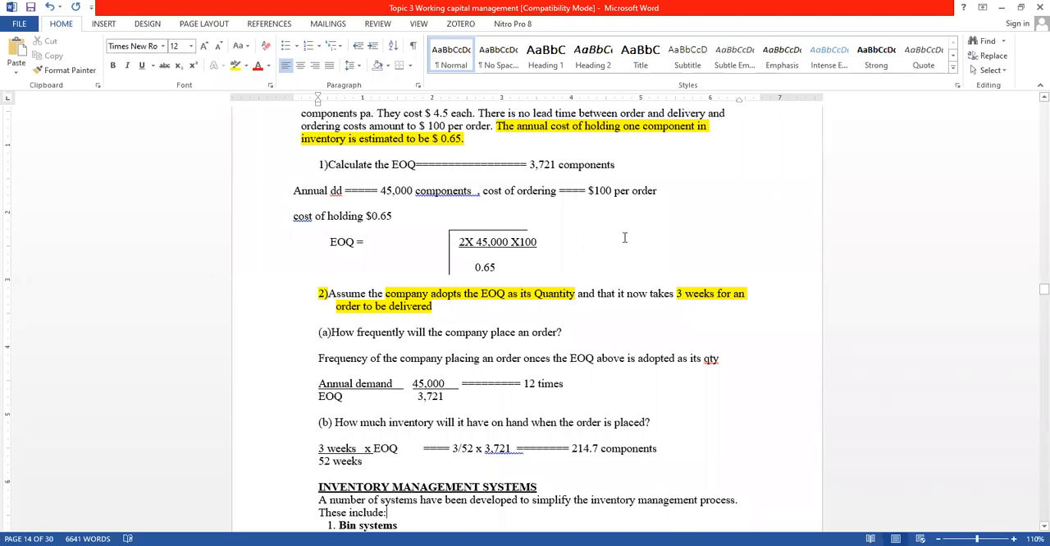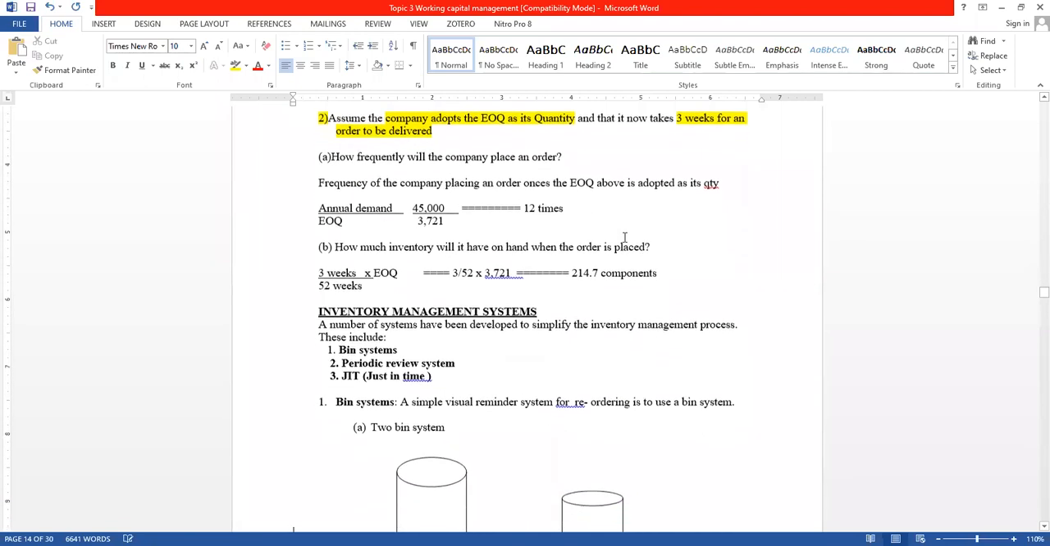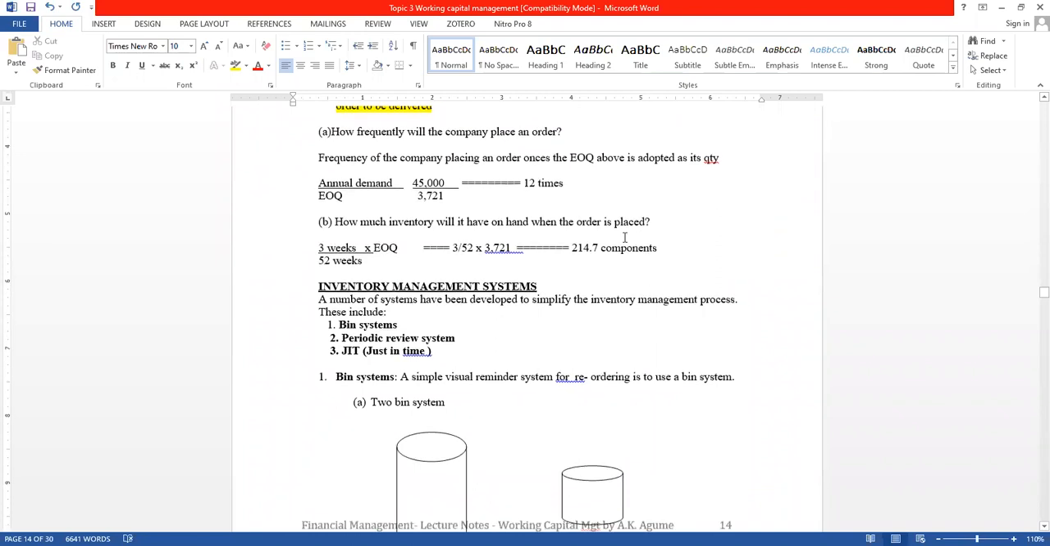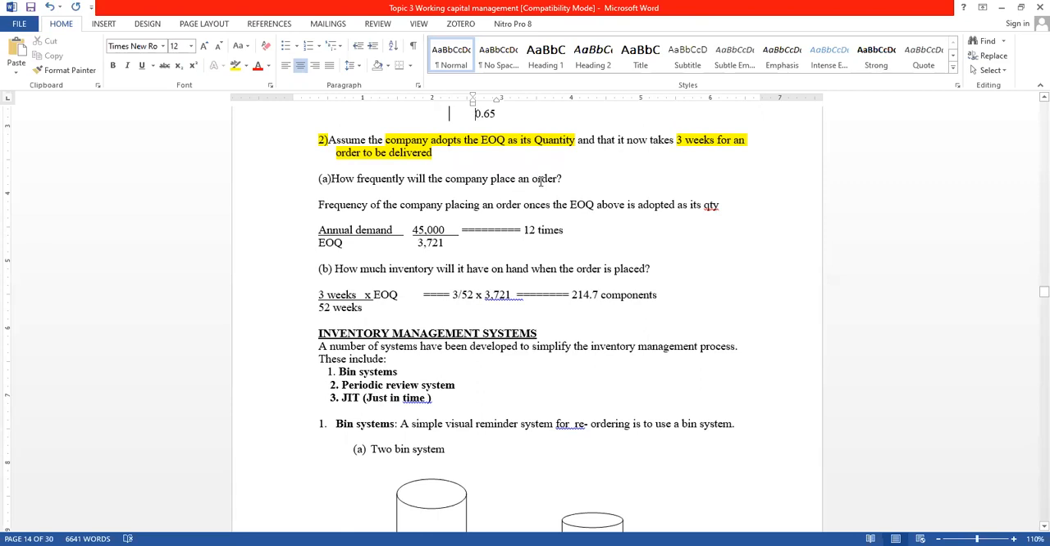Okay. Now, that is EOQ as one of the techniques for inventory management. Maybe before we leave the topic, the question of how frequently will the company place an order needs the number of times that the company will place an order. And then that question of how much inventory will it have on hand when the order is placed. Why are we using the lead time and the number of weeks in a year?